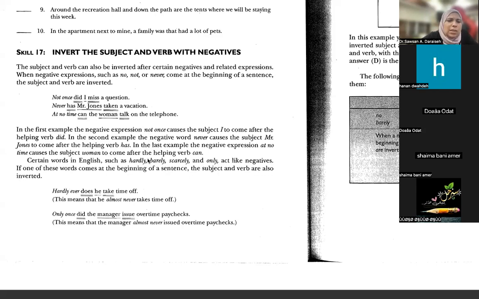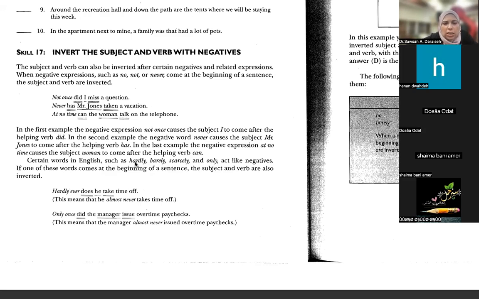Guys, these words really mean the same if you think about them. These three, at least, not only. Only means faqat, all right? Only, faqat. But hardly, barely, scarcely, these mean hardly, bilkad, guys. Almost like nothing, okay? That's what they mean.